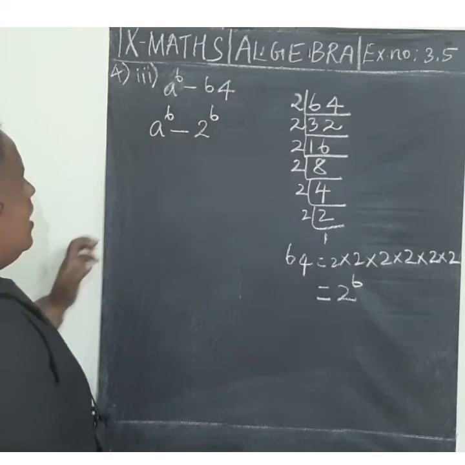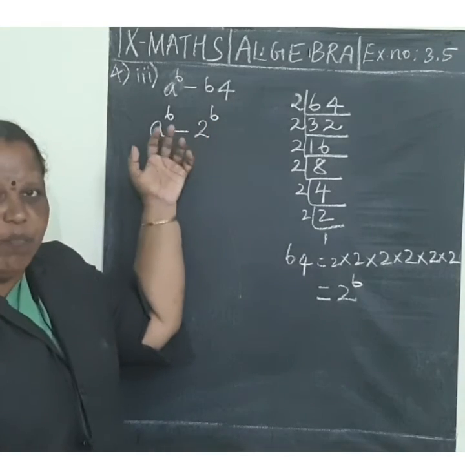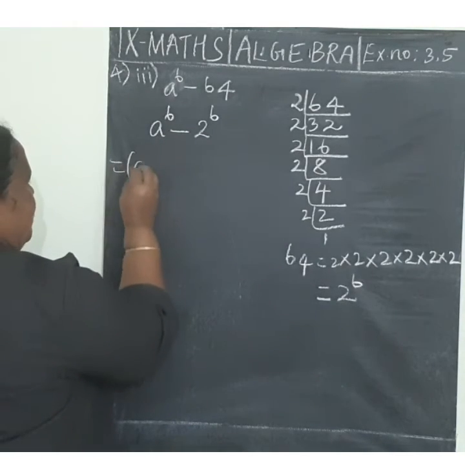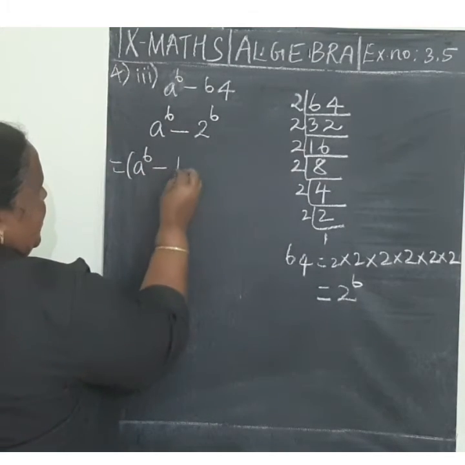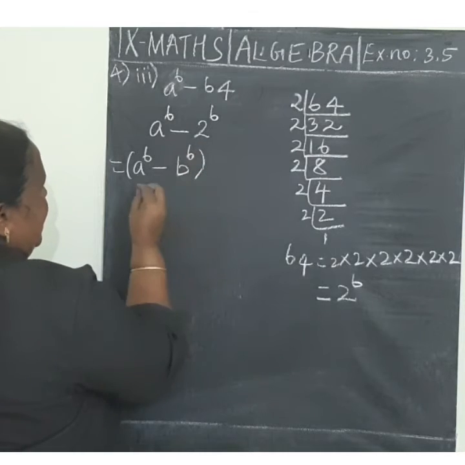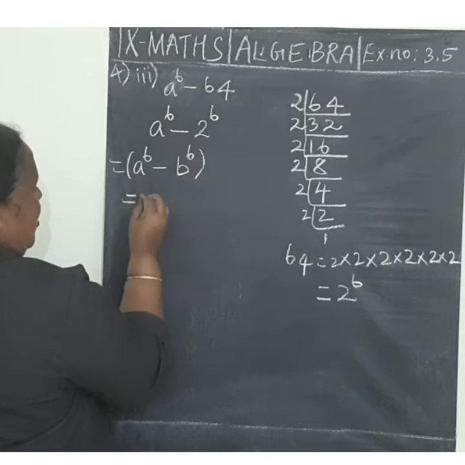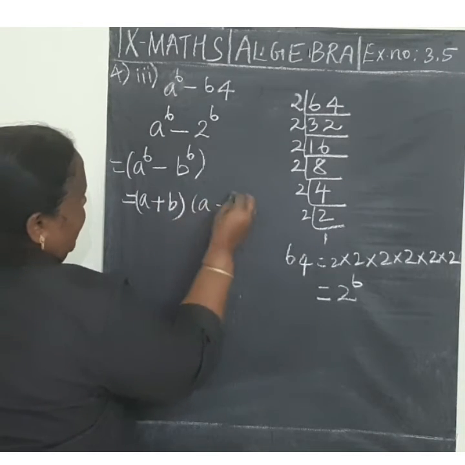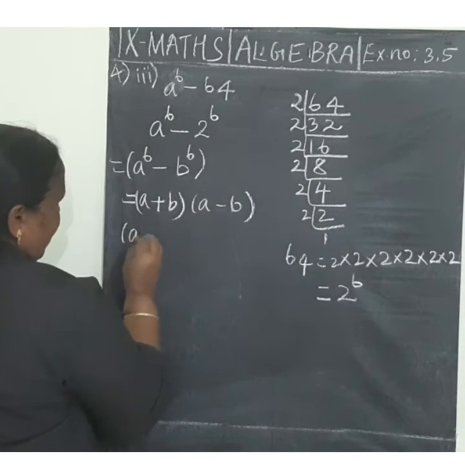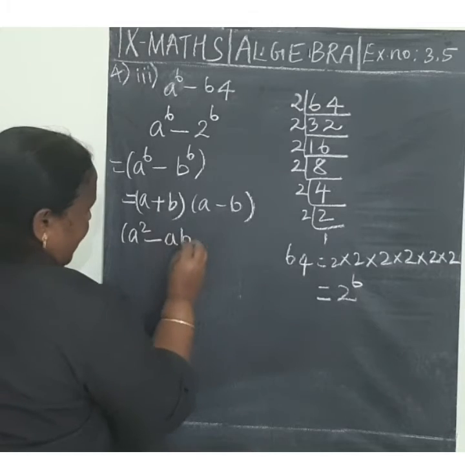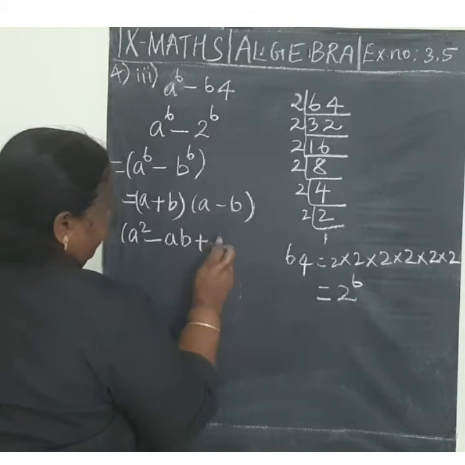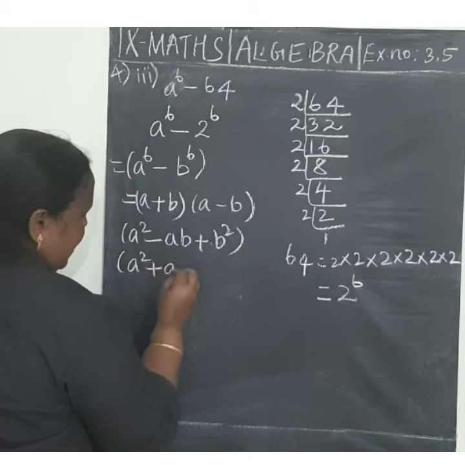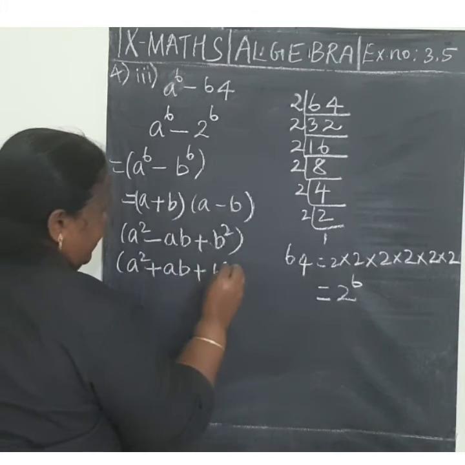Why are we writing it now? We know the identity a power 6 minus b power 6. By using this identity here, a power 6 minus b power 6 is equal to (a plus b) into (a minus b) into (a square minus ab plus b square) into (a square plus ab plus b square).